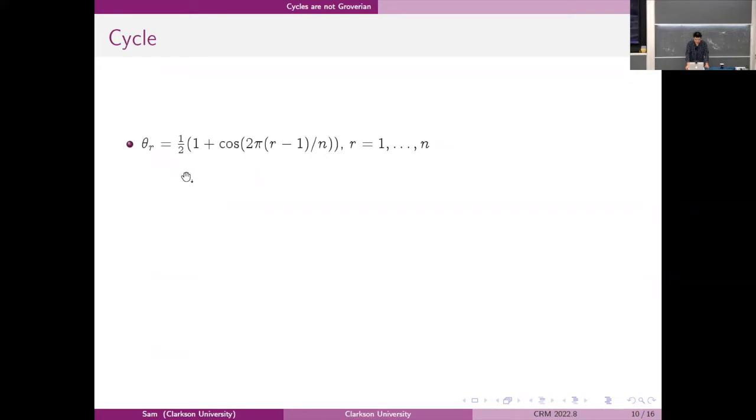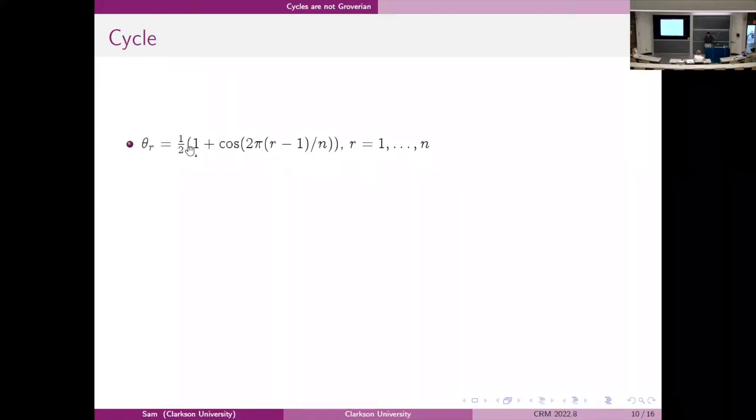Theta r equals 1/2 multiplied by 1 plus cosine 2 pi (r minus 1) over n. So for the cycle, if we are not doing normalization, we will get cosine 2 pi (r minus 1) over n. And by subtracting the smallest eigenvalue, that is the -1, and dividing by the eigenvalue gap, the largest one minus the smallest eigenvalue, that is the 2 here, we will get this formula.